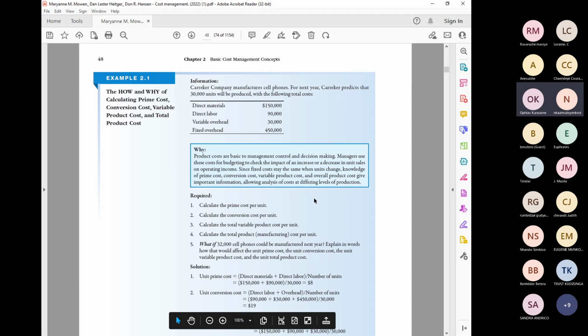Okay, thank you. Like what we said, thank you so much. What do we mean by prime cost? We said you only need what? Prime cost.